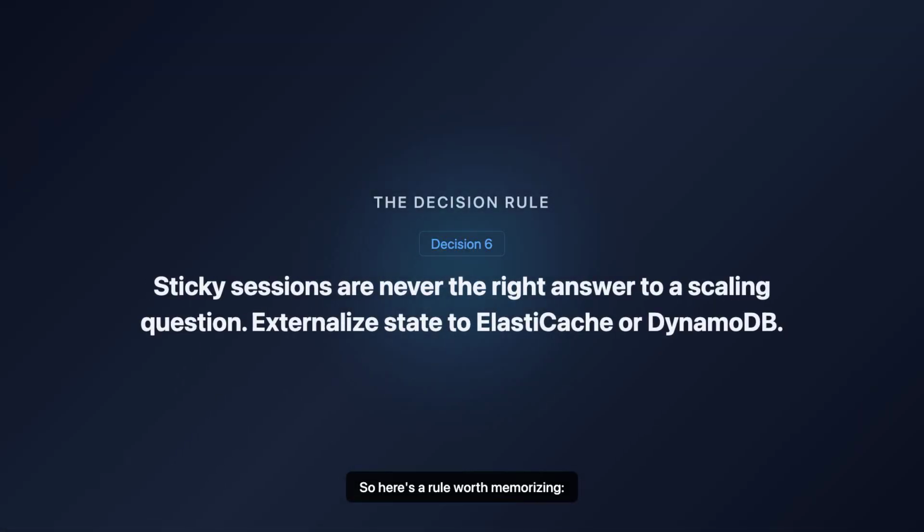So here's a rule worth memorizing. Sticky sessions are never the correct answer to a scaling or elasticity question. They're the wrong fix for the right problem. When the scenario is about scaling a stateful app tier, the answer is externalizing session state, ElastiCache Redis for sub-millisecond reads and rich structures, or DynamoDB for a simpler managed store with built-in expiry. This one touches both reliability and performance efficiency.